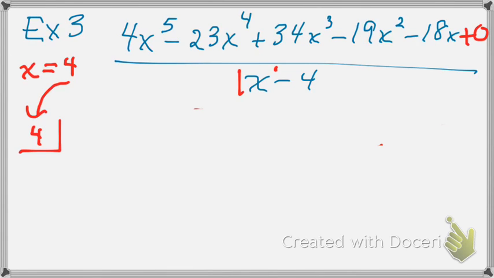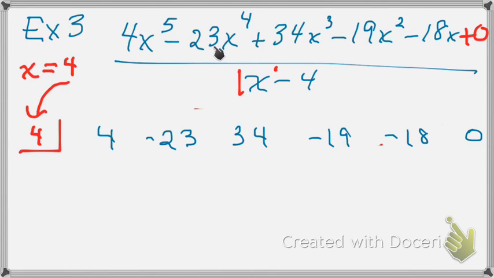So when I do synthetic division, I am going to write that list of numbers out. 4, negative 23, 34, negative 19, negative 18, and 0. So that's just all my coefficients, 4, negative 23, 34. And always, it's not a bad idea to double check them. One tiny little error there can mess you up.